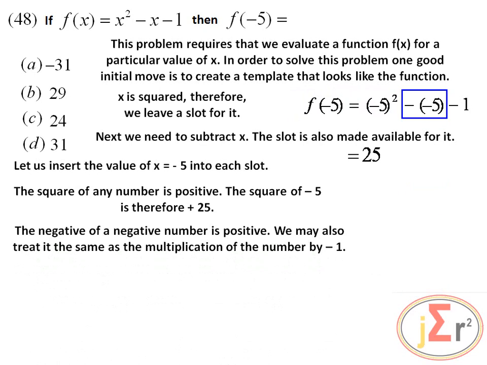The negative of a negative number is positive. We may also treat it the same as the multiplication of a number by negative 1. So negative 5 may be treated as negative 1 multiplied by negative 5. But of course, without treating it like that, we are sure that when we have two consecutive signs, we replace them with one single positive sign. So we have a positive 5 right there.